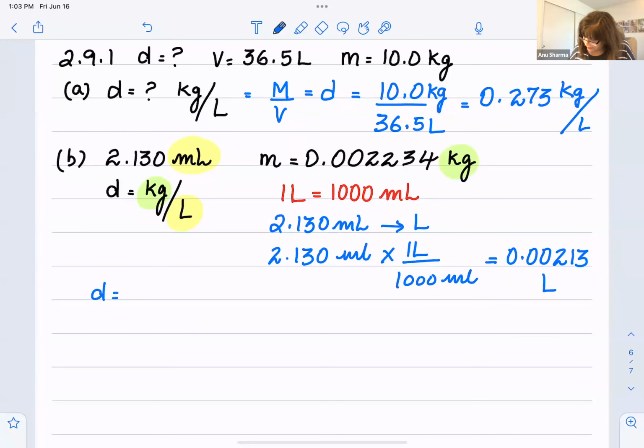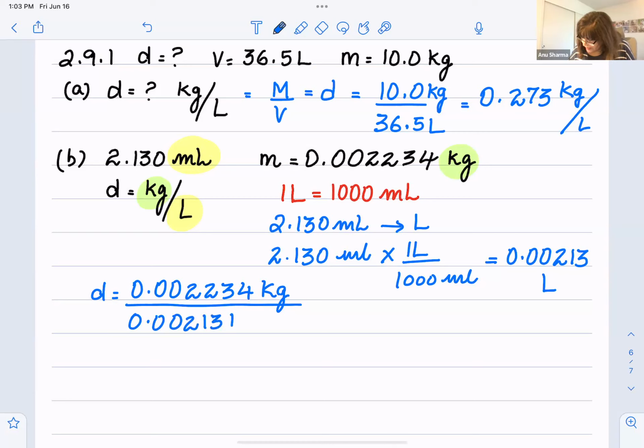The rest is density. The mass is 0.002234 kilograms. Divide that by the volume, which is 0.00213 liters. So 0.002234 divided by 0.00213 is 1.04.